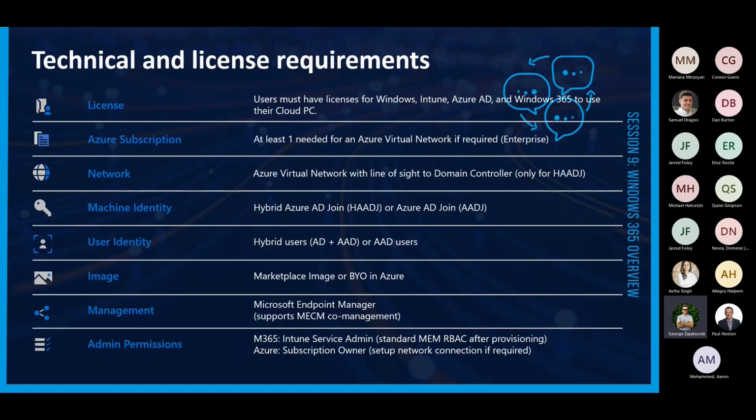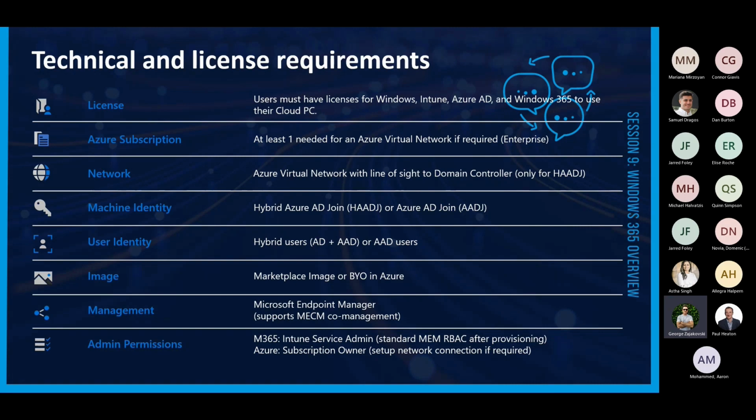Cool. Okay, so some of the technical and license requirements that you basically need for these cloud PCs to work. Users must have a license for Windows, Intune, Azure AD, and Windows 365 to use the cloud PC. In terms of network connectivity, if you're doing hybrid Azure AD join, like the enterprise SKU, you need at least one virtual network configured. You also need that VNet to have line of sight to your domain controller because it has to domain join to something, if that's the route you want to do.